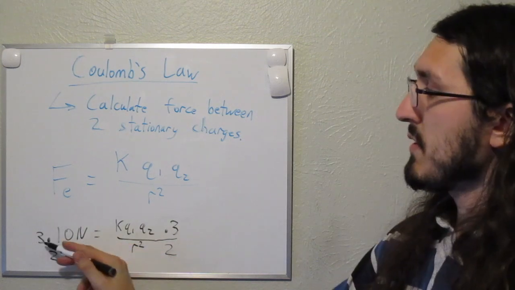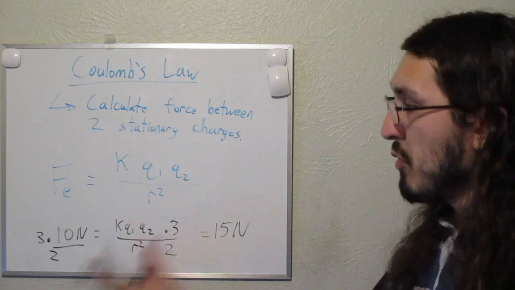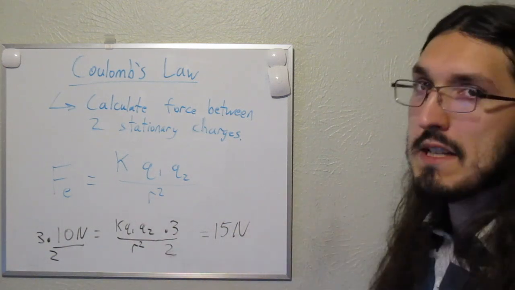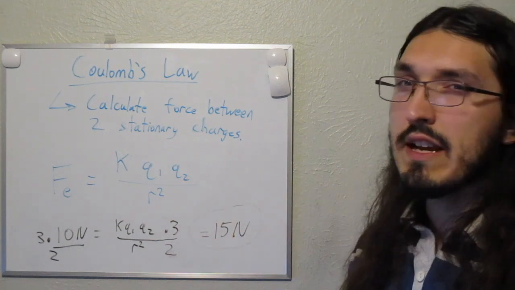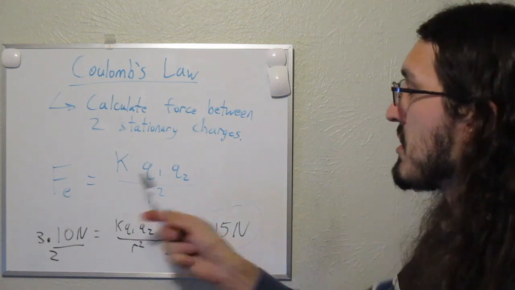I know 10 times 3 is 30, and 30 divided by 2 is 15. So if I triple one charge and half the other charge, I'm multiplying by 3 and dividing by 2 to my force, which gives me a final answer of 15 newtons. I hope that helps you get a good idea of how to go about doing the first activity on the weekly assignment, where you're just dealing with charge.